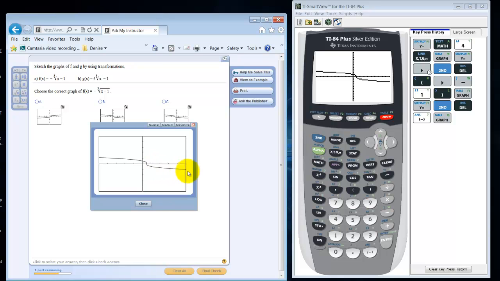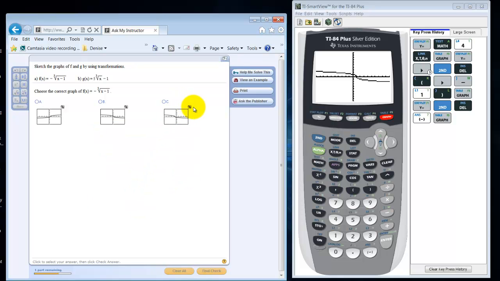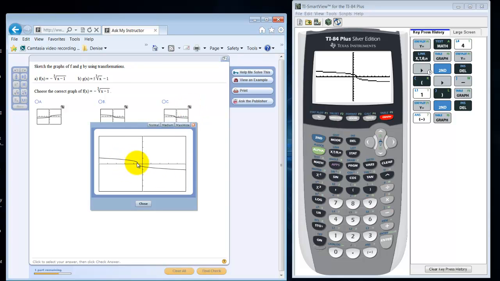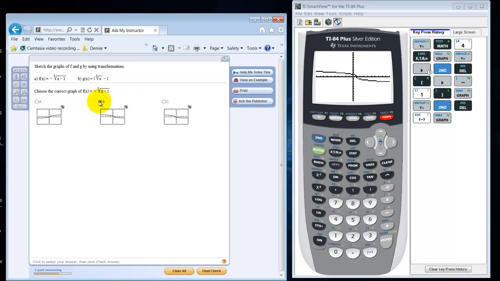Looking at these graphs, this is the one we're looking for. It's moved over to the right. As you can see, this one is moved to the left. That's not what we want. This is the correct one. And you can use your calculator until you get used to realizing what these transformations look like, what they correspond to.